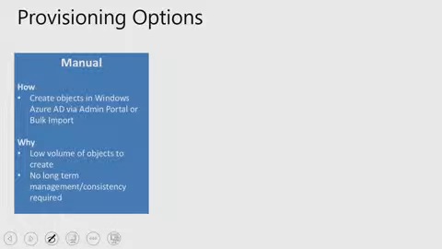First off, there's a manual option. And with the manual option, you're going to be able to create objects in AD via the admin portal. As you've seen earlier, you can go in and use the portal, say add a new user account, and then that creates a user ID just in Windows Azure Active Directory, or bulk import, which I'm going to show you here in a little bit.